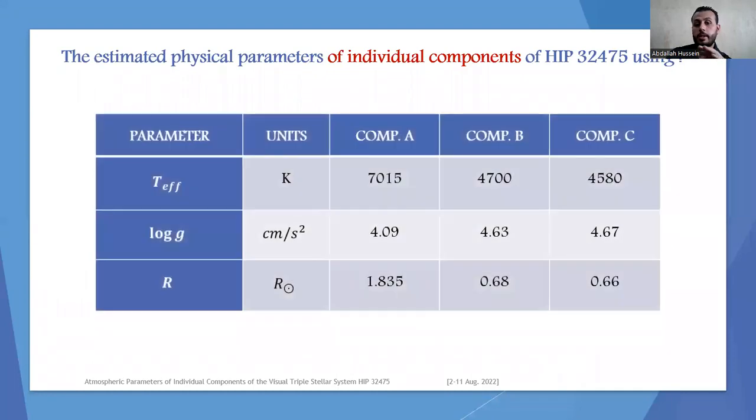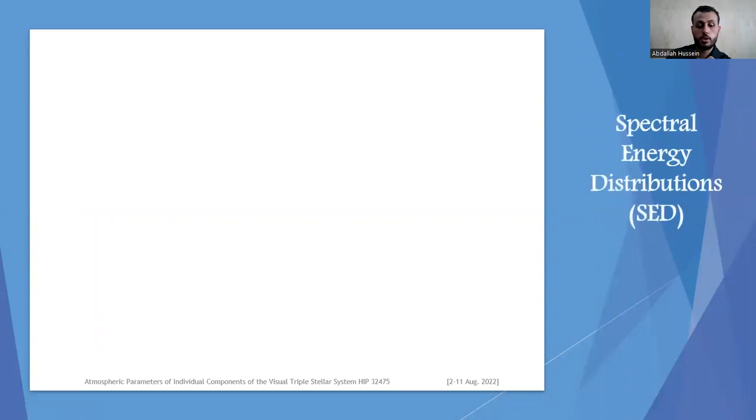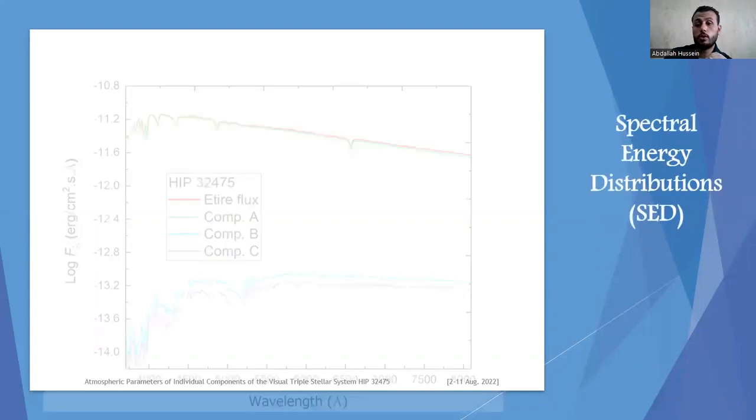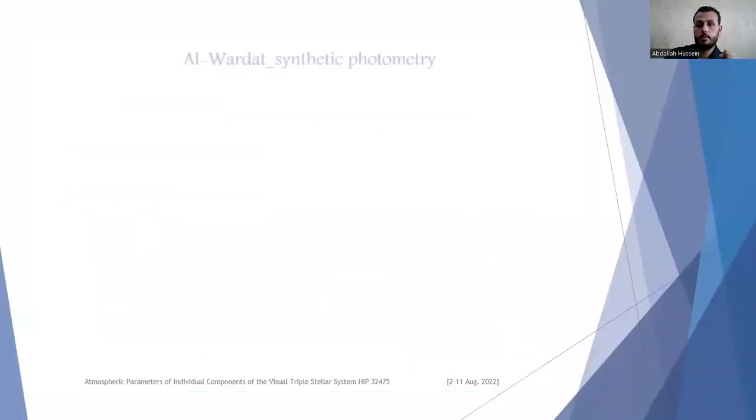The following parameters are used for the individual components to build the spectral energy distribution. We have a very large difference in temperature and radii. Here we have the synthetic spectral energy distributions for the individual components. The red one is for the entire flux, the green one is for component A, the blue for component B, and purple for component C.